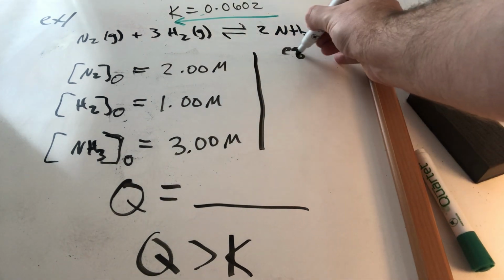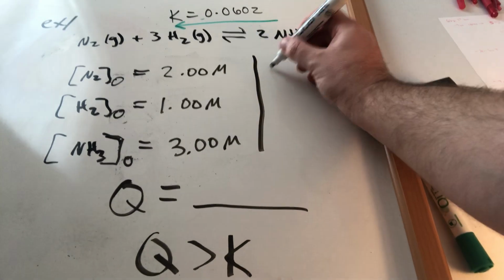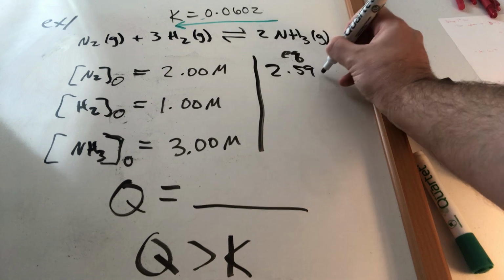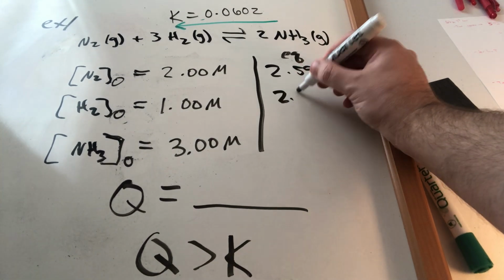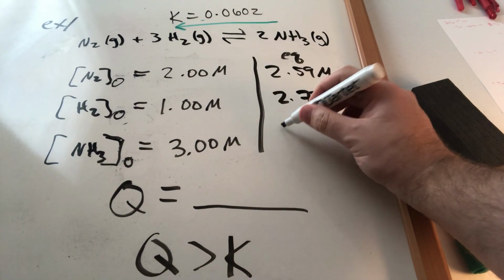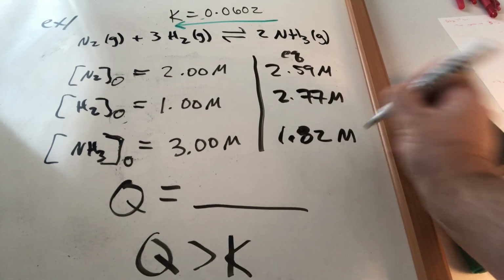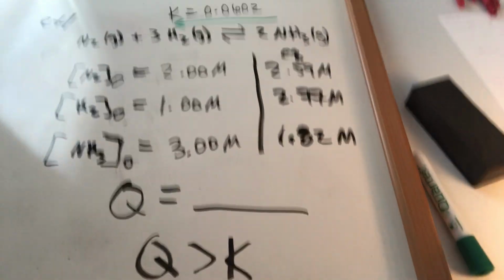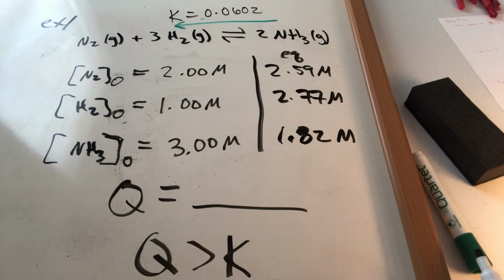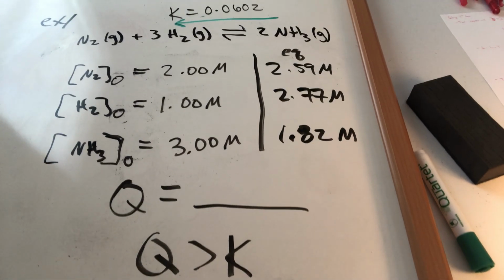Here's what happens at equilibrium. This turns out to be the case. This turns into 2.59. This turns into 2.77. And this turns into 1.82. So this went down and these went up. So a lot of critically important things here.